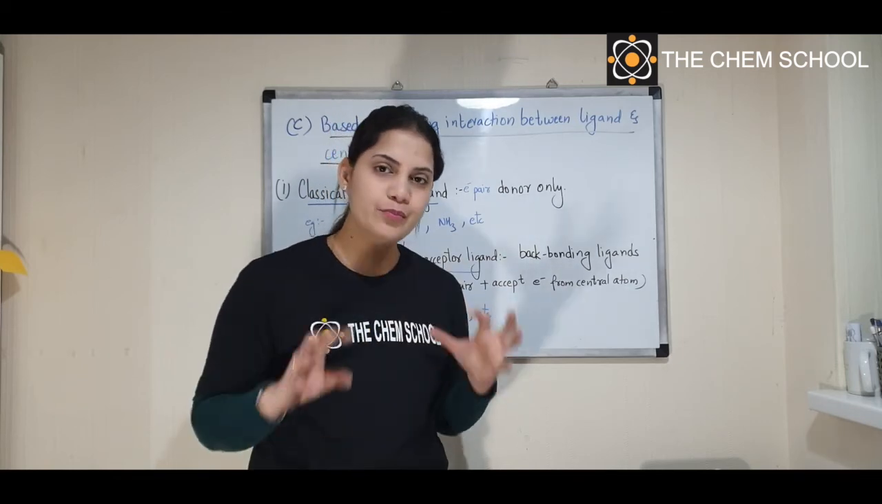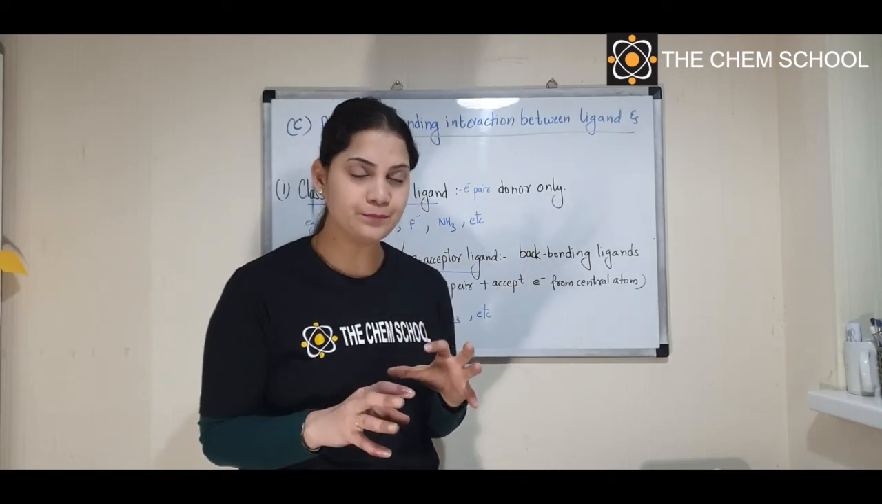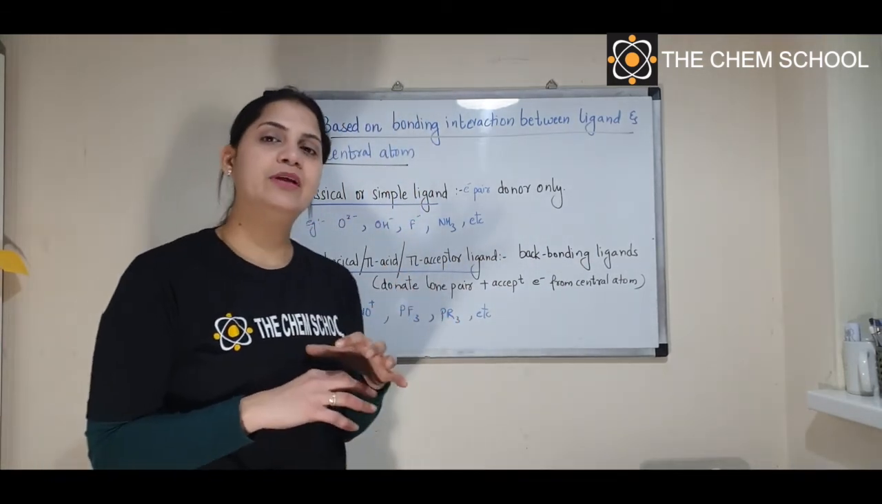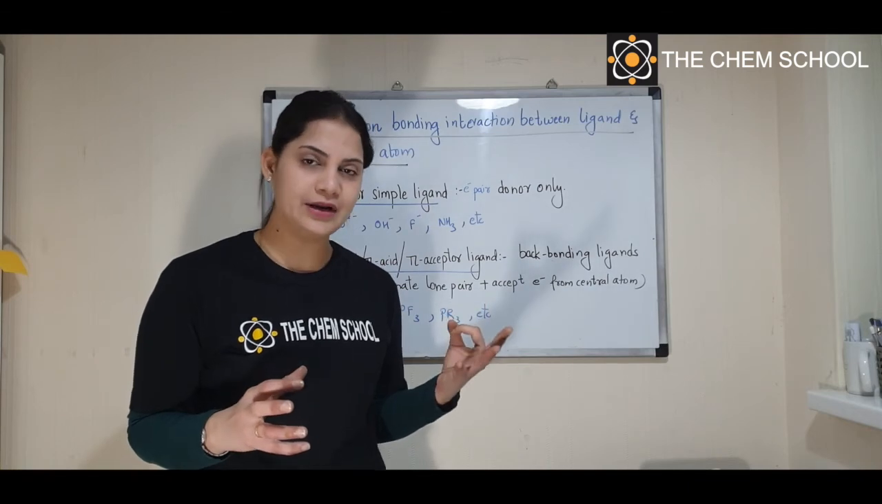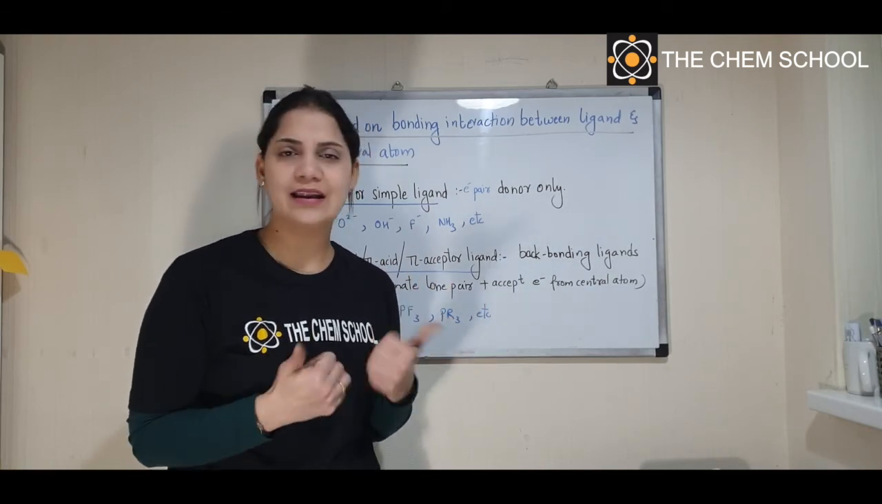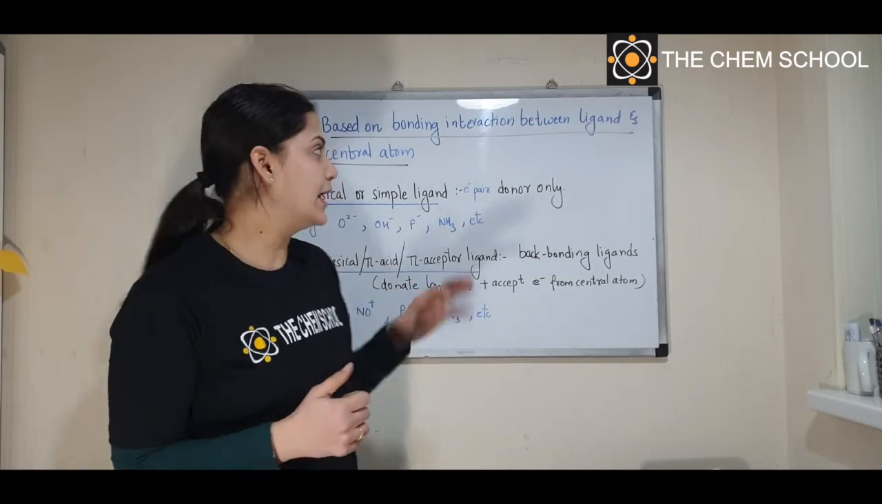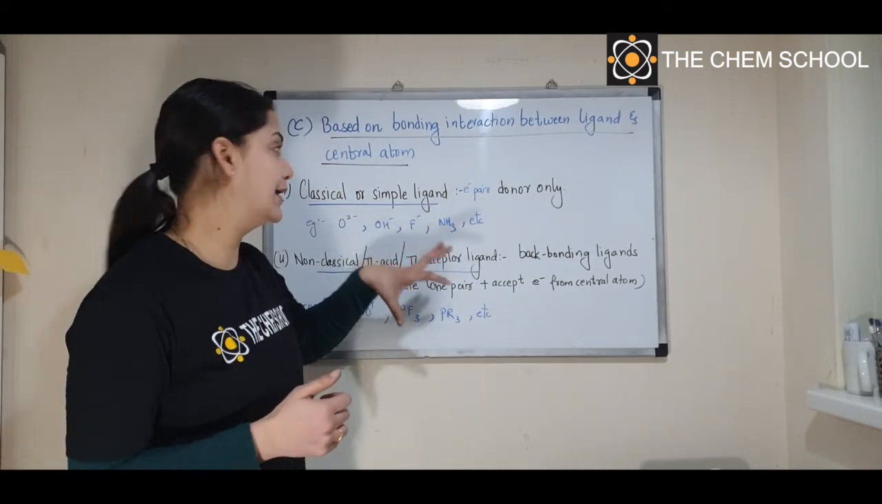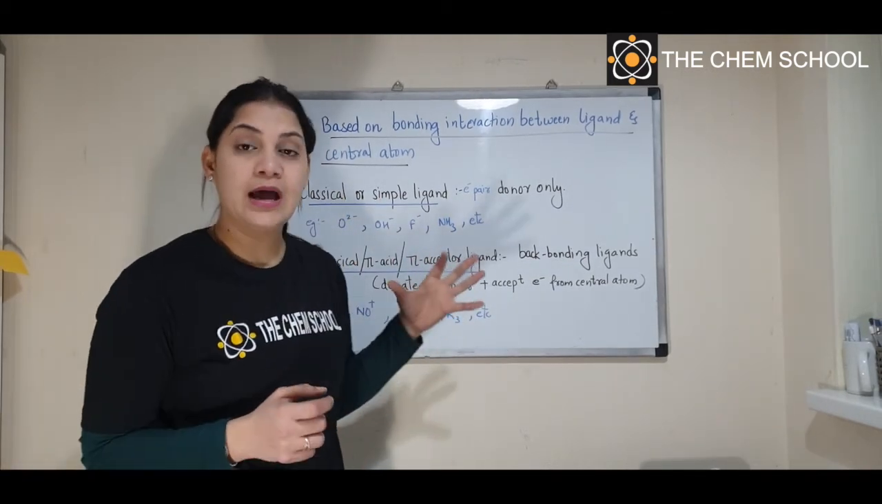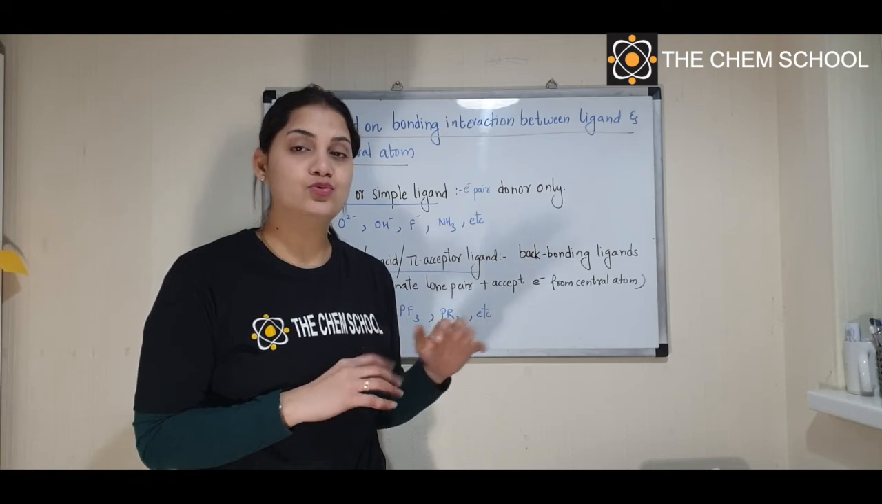Before ending the class, I again repeat that we have classified all the ligands into 3 types. It can be based on charge, it can be based on denticity, and it can be based upon the interaction between the ligands and the central atom. Try to write this down and practice all the examples.